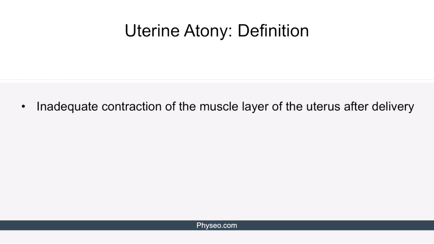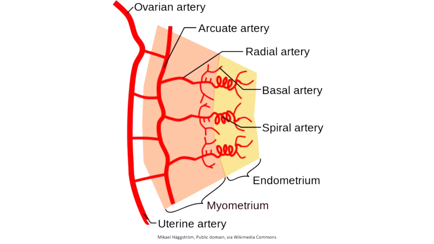By definition, uterine atony is the loss of uterine tone. Put another way, this is the inadequate contraction of the muscle layer of the uterus after delivery. Here we see a depiction of the blood supply to the uterus. The pink layer is meant to illustrate the myometrium, and the deeper yellow layer is the endometrium. We'll focus our attention on the spiral arteries in particular.